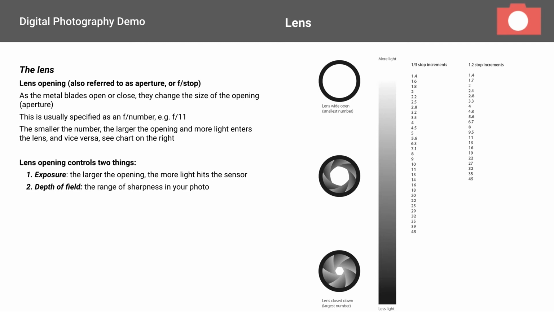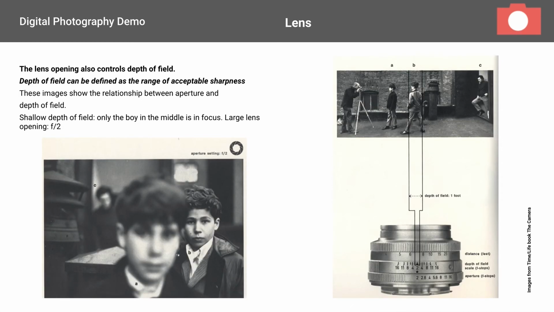So obviously the smaller opening will let less light in. It also controls what's called depth of field. Depth of field is defined as the range of sharpness in your photo. And this is an example of depth of field. So we have this group of people standing for some odd reason in an alley, having their photo taken.